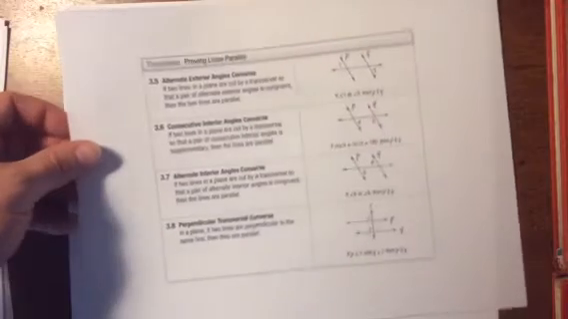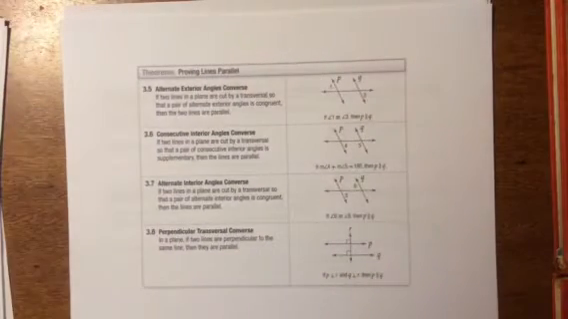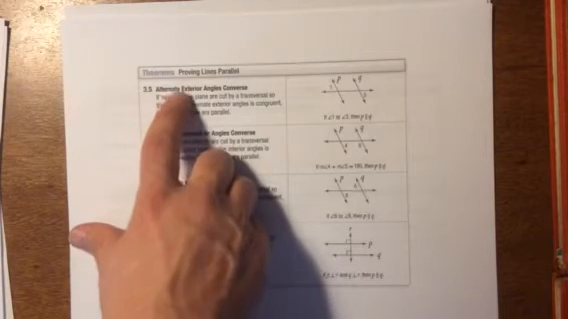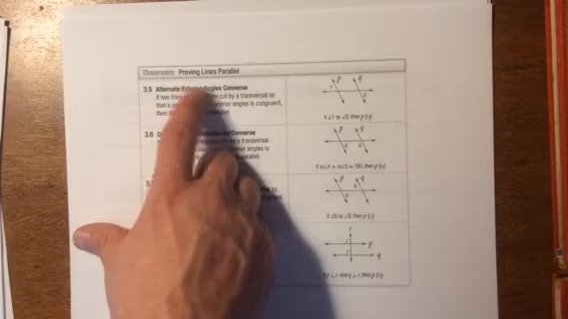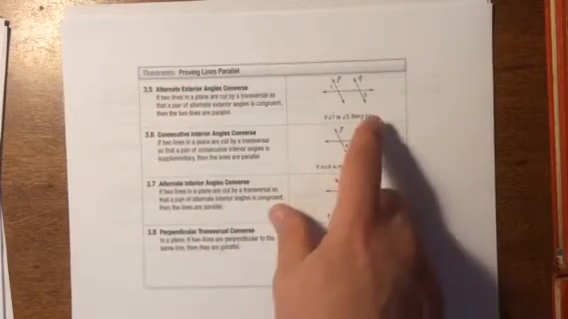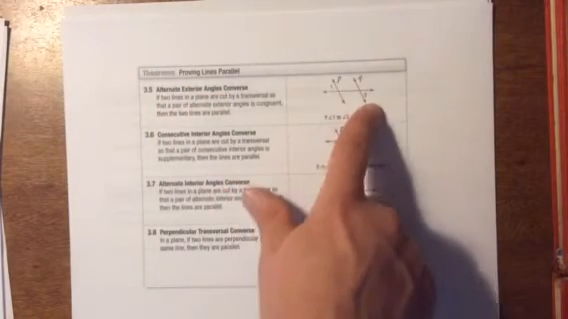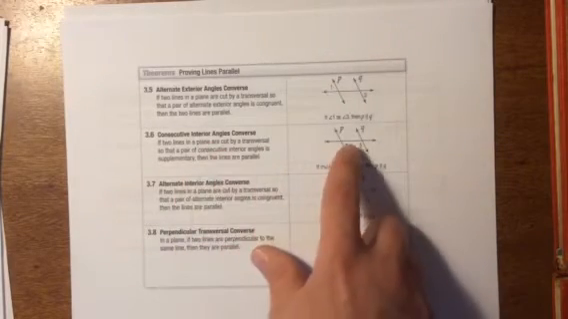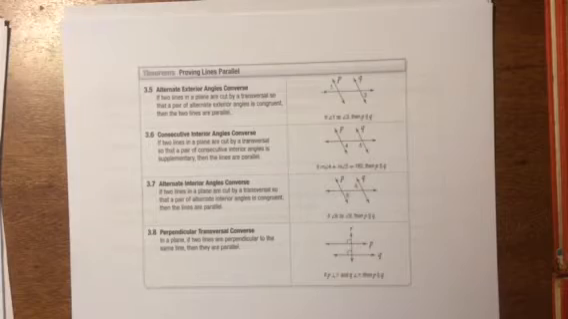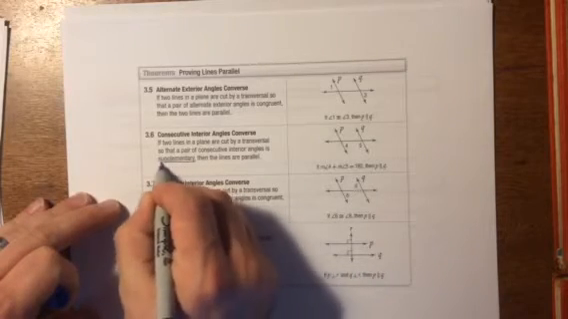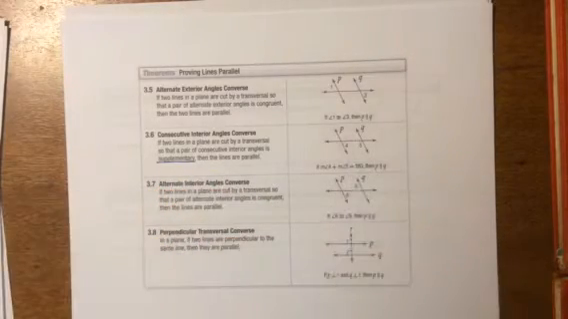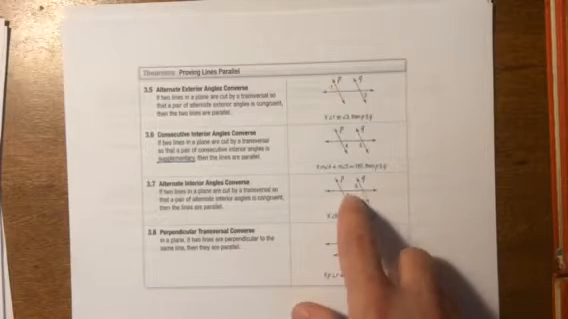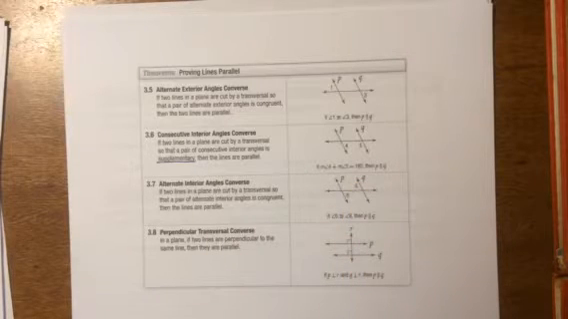And then we have these other theorems that go along with that corresponding angles converse. Notice that instead of the alternate exterior angles theorem, we call it the converse, because we are concluding that the lines are parallel. So if alternate exterior angles are congruent, we know that the lines have to be parallel. If consecutive interior angles are supplementary, make sure you understand that, not congruent, supplementary, then the lines are parallel. If alternate interior angles are congruent, then the lines are parallel.